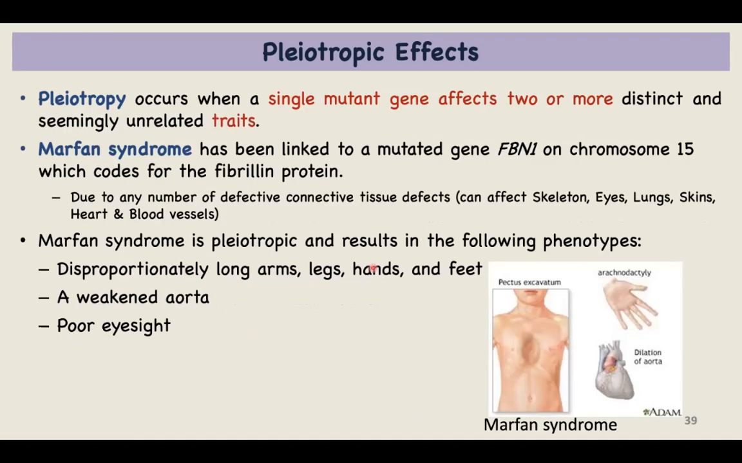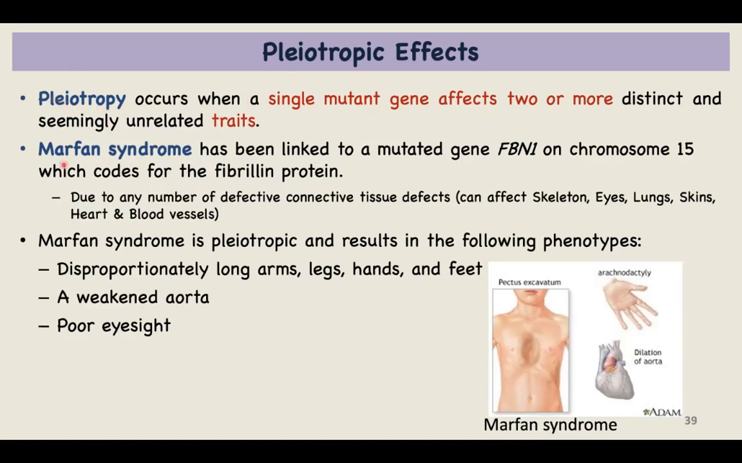Okay, next is the pleiotropic effect. So what is this pleiotropic effect? Okay, pleiotropy occurs when a single mutant gene, the mutated gene, they affect 2 or more distinct trait. Okay, bila dah jadi satu disease ni, dia akan spread to 2 or more distinct trait. Dia tak affect satu trait saja, dia affect banyak trait. So this is called pleiotropy.